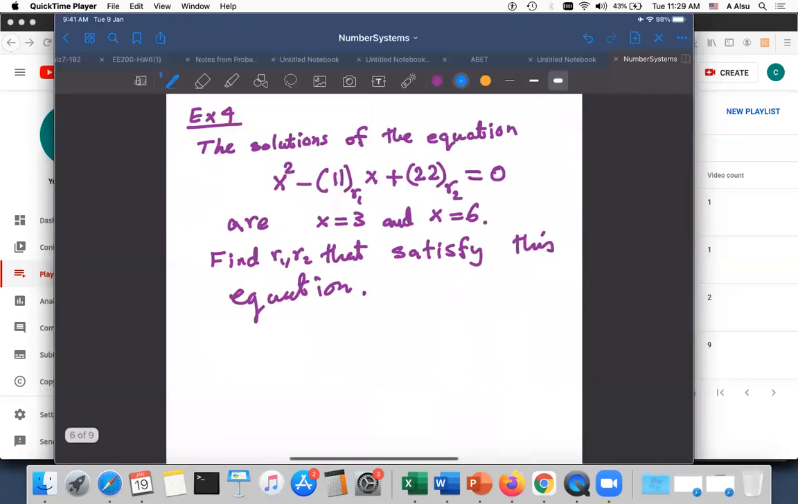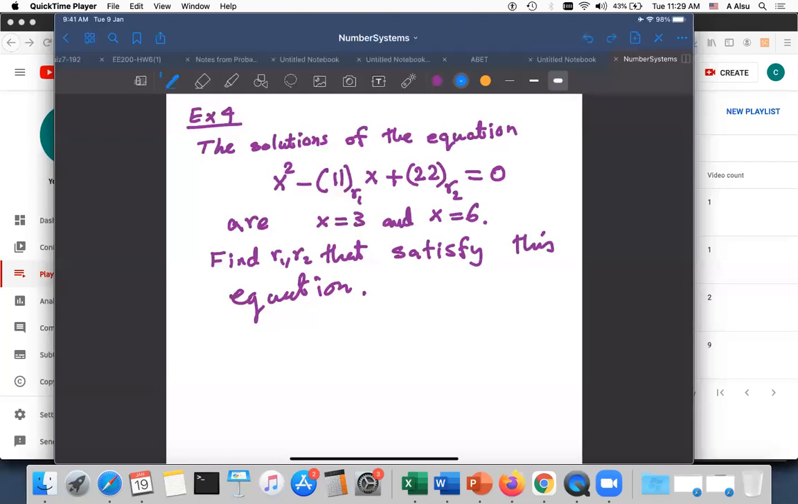Now this is another trick, in which we have a quadratic equation, and the coefficients of the quadratic equation are written in different bases. So this coefficient 1 is in base R1 and 2 is in base R2. You are given the solutions to the equation, which are two solutions, 3 and 6. The purpose here is to find R1 and R2 that satisfy this equation.